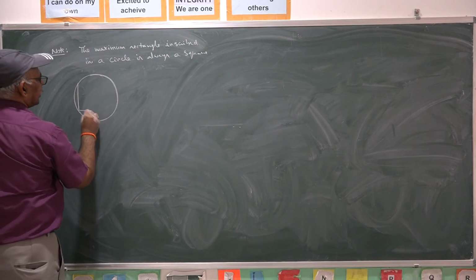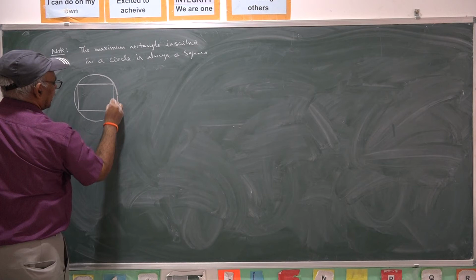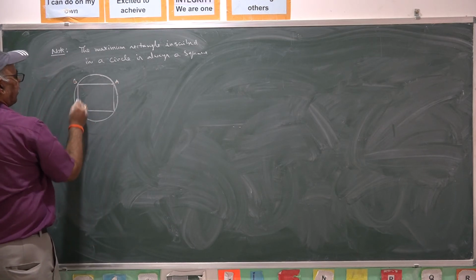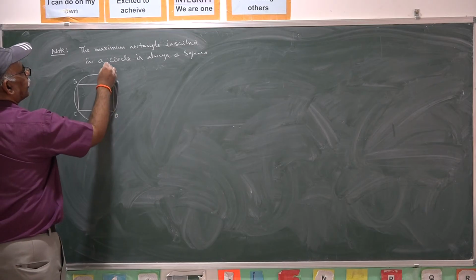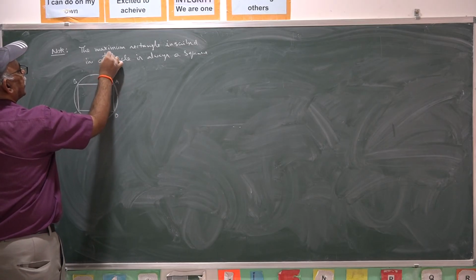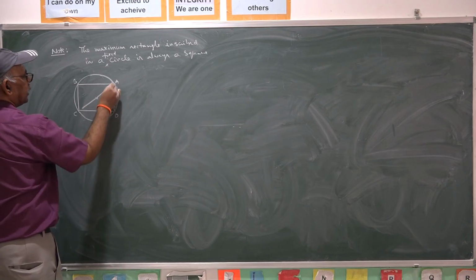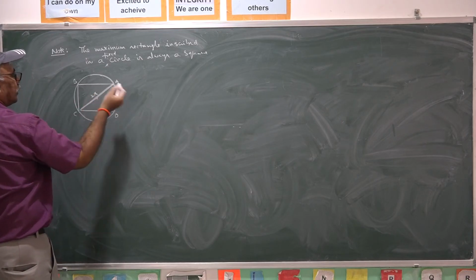Let us suppose a rectangle ABCD is constructed in a fixed circle, of course. In a fixed circle, the radius is fixed here. Once this is 90 degrees, this is 2r, the diameter of the circle.